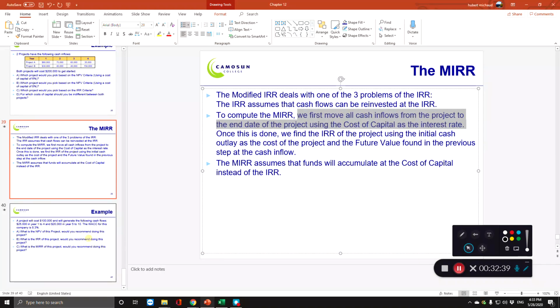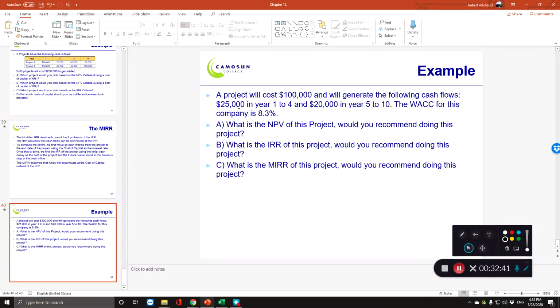Okay, so I have the examples here. We have a project that will cost $100,000. It will generate $25,000 in cash flow from year 1 to 4, and $20,000 in year 5 to 10. The weighted average cost of capital for the company is 8.3%. Find the NPV, the IRR, and the MIRR. Let's do this now. I'm going to give you a little bit of time. You should be able to do the NPV and IRR easily. Maybe you'll struggle a bit more with the MIRR, but it will allow me to do an example.